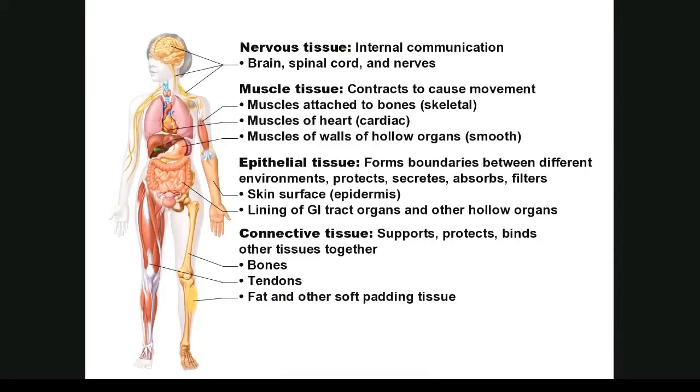As you look at this picture, you can see that nervous tissue includes brain, spinal cord, and nerves. Muscle tissue includes skeletal, cardiac, and smooth muscle. Epithelium forms boundaries between the internal and external environment, and lines and coats organs in general. Connective tissue supports and binds other tissues. It includes bones, tendons, fats, other padding tissue, and blood is also classified as a connective tissue.